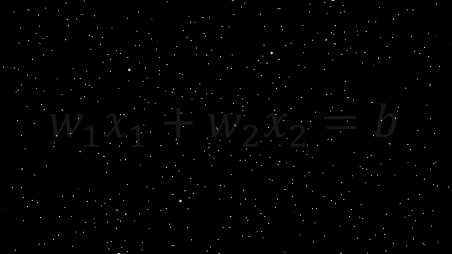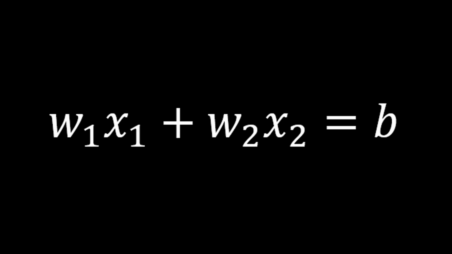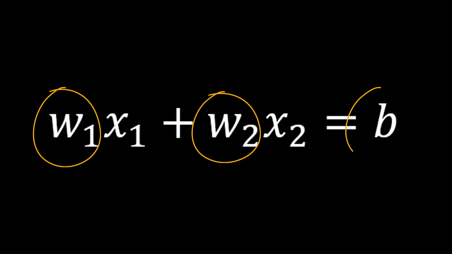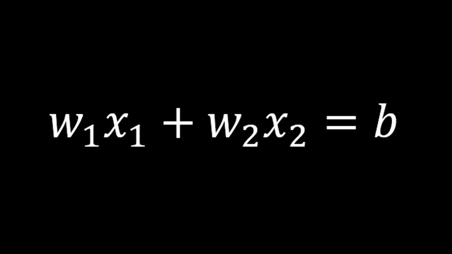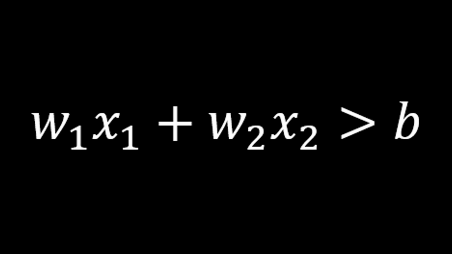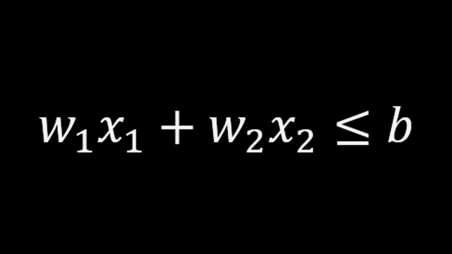The line usually has this form. X1 and X2 represent the document, and W1 and W2, along with the B, represent the decision boundary. If W1X1 plus W2X2 is greater than B, then the document is assigned to some class C, while if W1X1 plus W2X2 is less than or equal to B, then the document is assigned to the complement of that class. This makes the boundary.